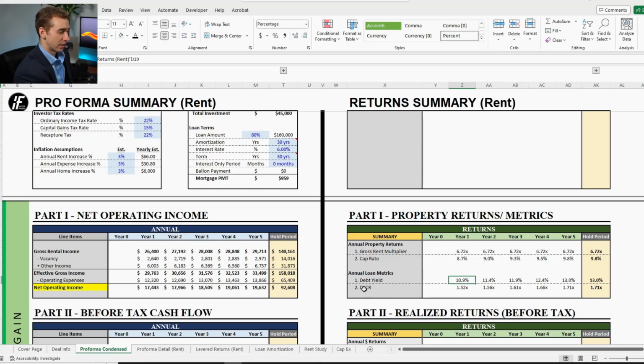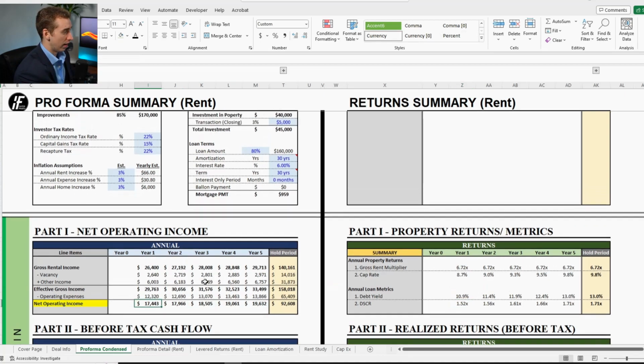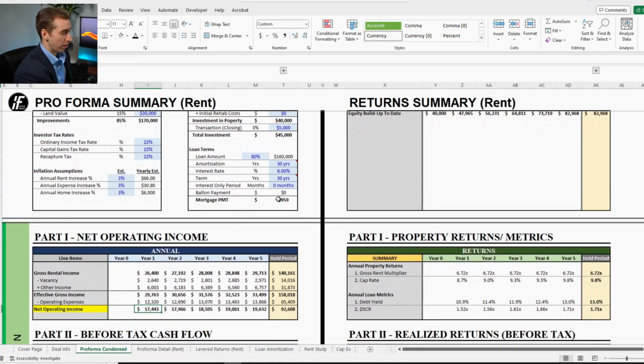Now, your debt service coverage ratio is also similar, but it's expressed again as a multiple. So this is your NOI divided by your total debt service. In this case, we had $17,000 of NOI. You divide that by whatever your annual debt service is. So that would be your monthly mortgage payment of $959 times 12, and you would get a debt service coverage ratio of 1.52. So what does this mean?